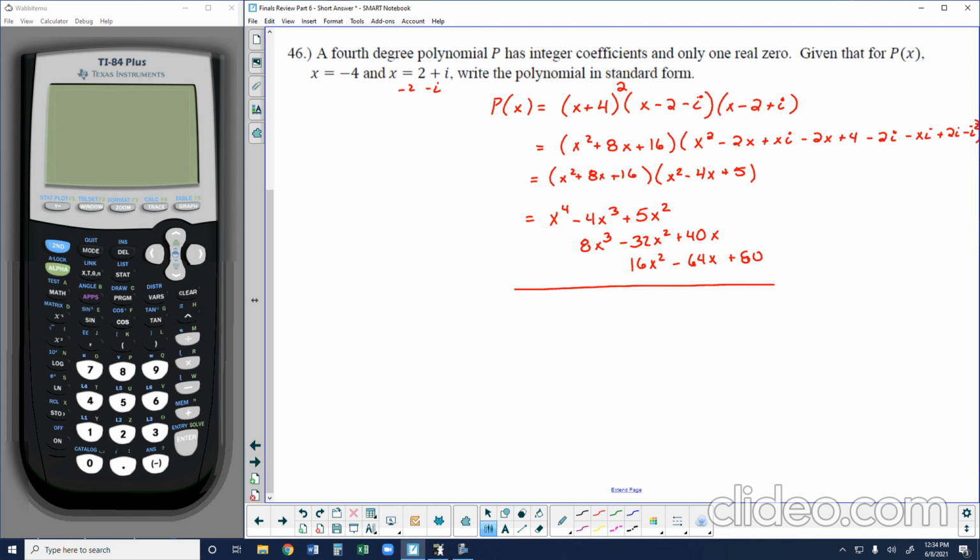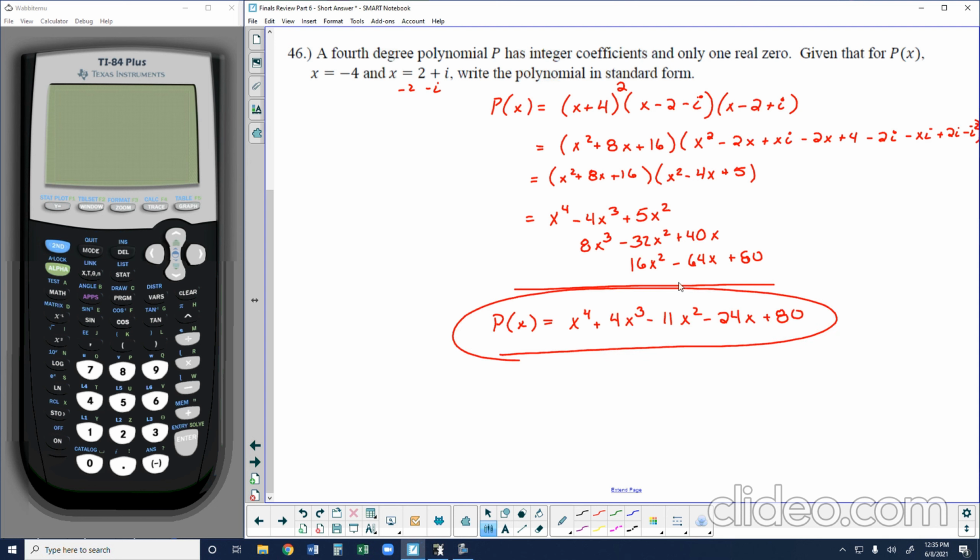Now, let's combine my terms, and this is going to give me p of x. I only have one term of x to the fourth. Negative 4x cubed plus 8x cubed would be 4x cubed. 5x squared plus 16x squared would be 21x squared, minus 32x squared would give me a negative 11x squared. 40x minus 64x would give me a negative 24x, plus 80. And so this would be my polynomial for p of x.